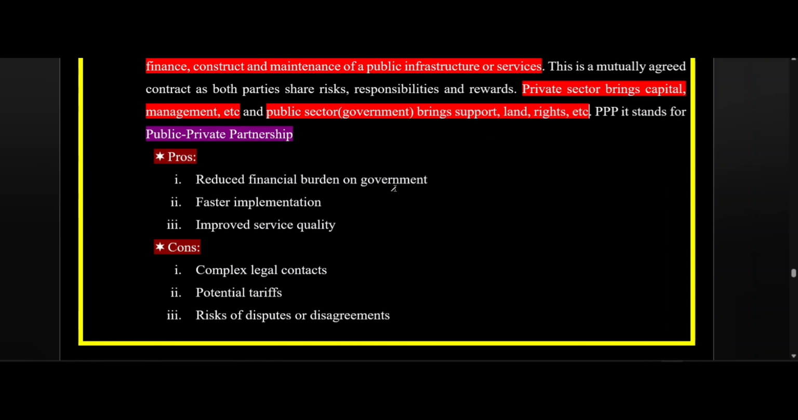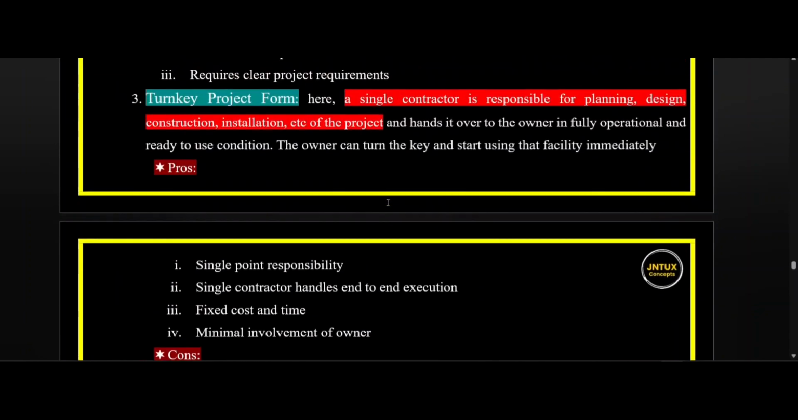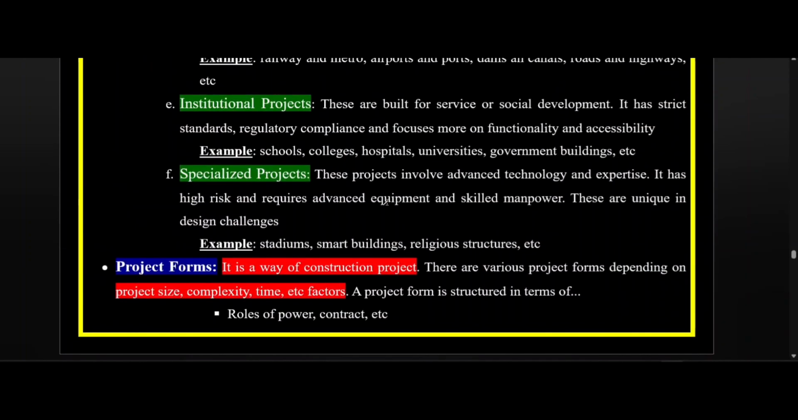There are some advantages of this type of project form: reduced financial burden on government, faster implementation, improved service. Also, there are some disadvantages too, like complex legal contracts, potential tariffs by governments, risk of disputes or disagreements between the public and private parties. So that is all about the project forms in construction technology and management.